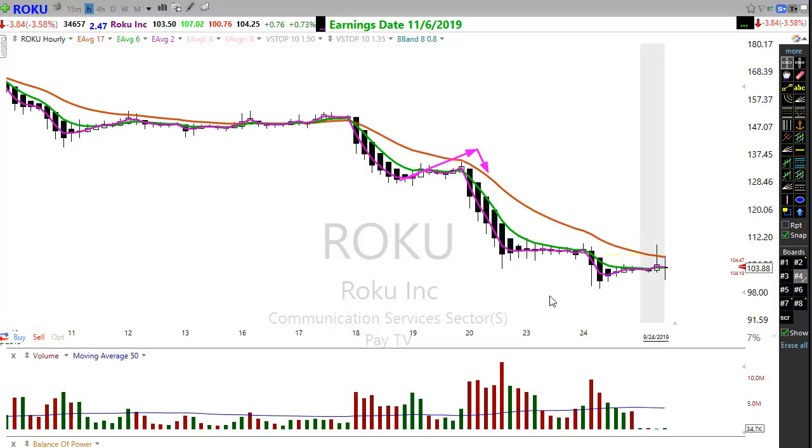Heikin-Ashi will disguise, yes, Heikin-Ashi will disguise gaps. Okay? But if you go back, and here's the thing I would ask you about this. No, I mean the 6 and the 2. 6 exponential, 2 exponential, and a 17 exponential. Yeah, sorry, 6 and a 2. Apologize.